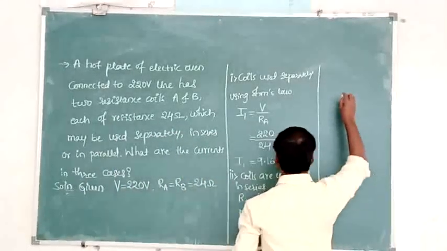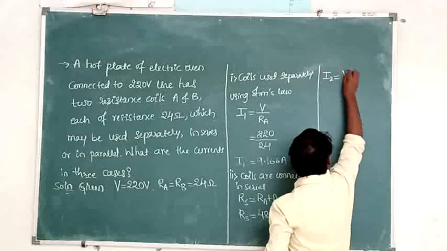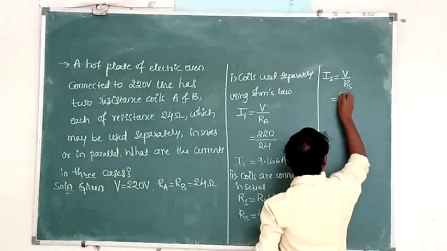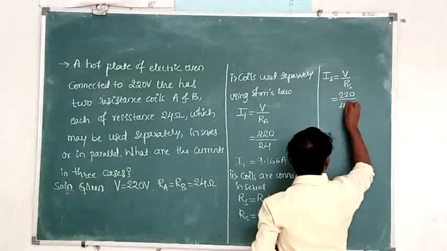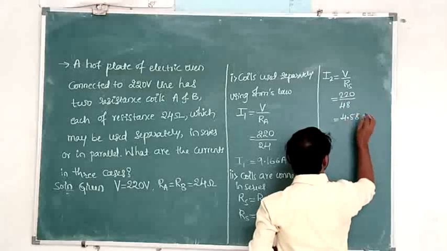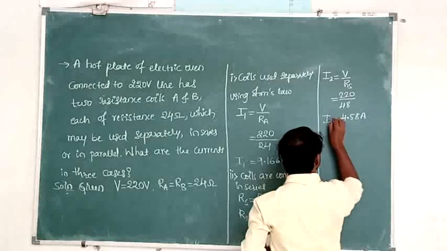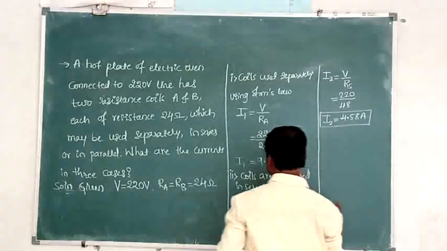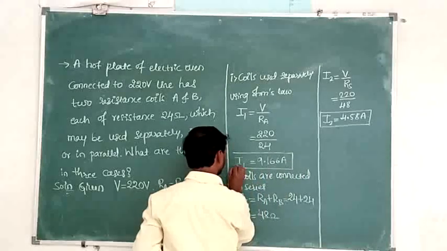Then, what is the current flowing here? Again by using Ohm's law, I2 is equal to V by Rs. V is 220. Rs is 48. On solving this, you will get 4.58 ampere. This is the current flowing through the coils when they are connected in series, and the earlier one is the current through each coil when they are used separately.